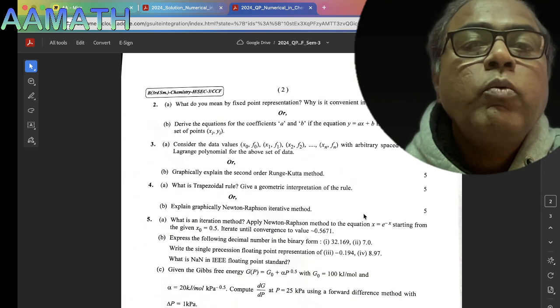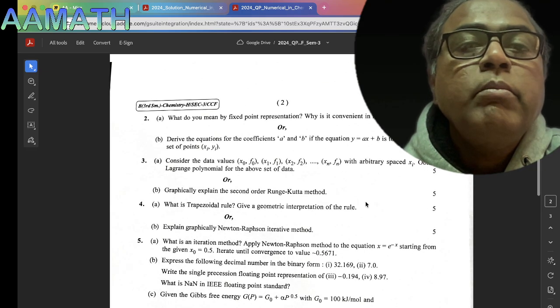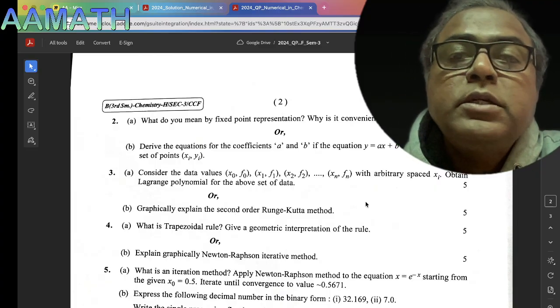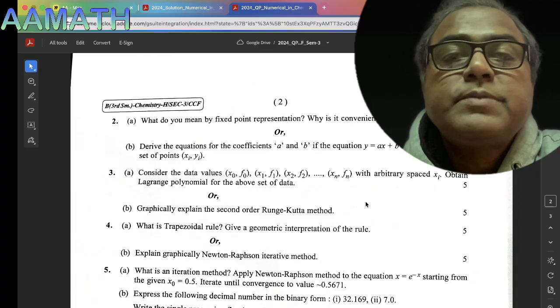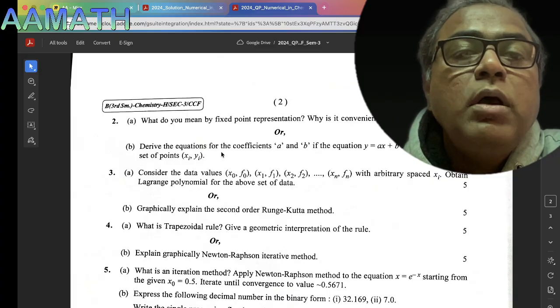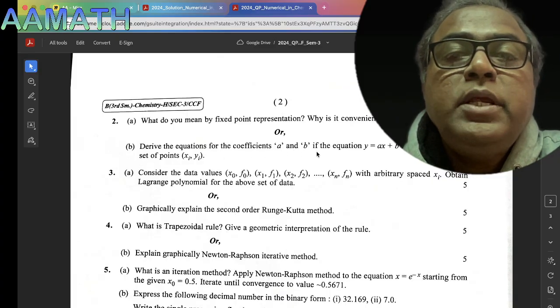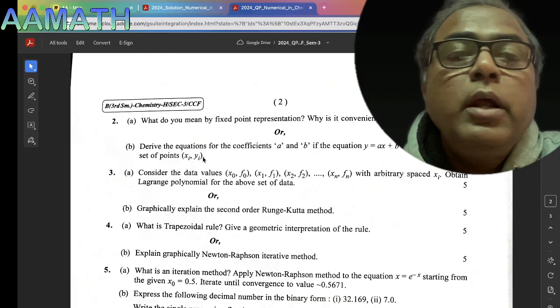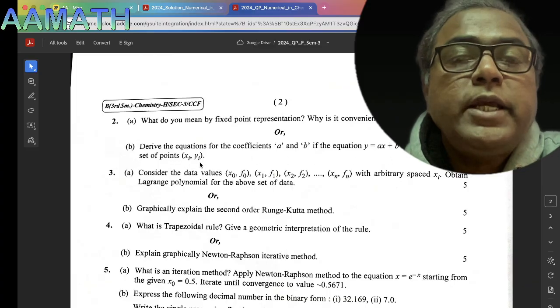question 2, what do you mean by fixed point representation? Why is it convenient in most cases? Or question 2b, derive the equations for the coefficient a and b if the equation y equal to ax plus b is to be fitted to the set of points xi, yi.